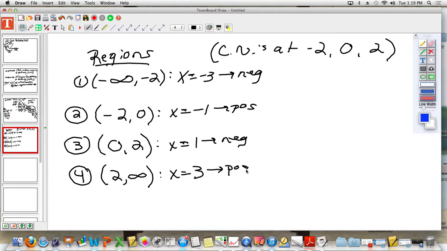So what's happening is your graph is starting way up here. It's heading down. It's getting to a minimum. It's heading back up. It's getting to a maximum. It's heading back down to a minimum. And then after that, it's just heading back up and it goes up forever far to the right.